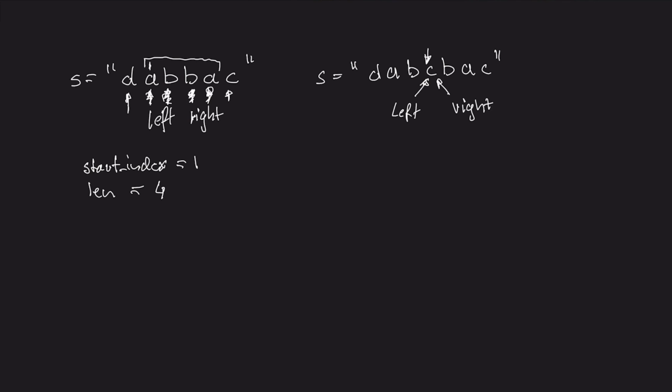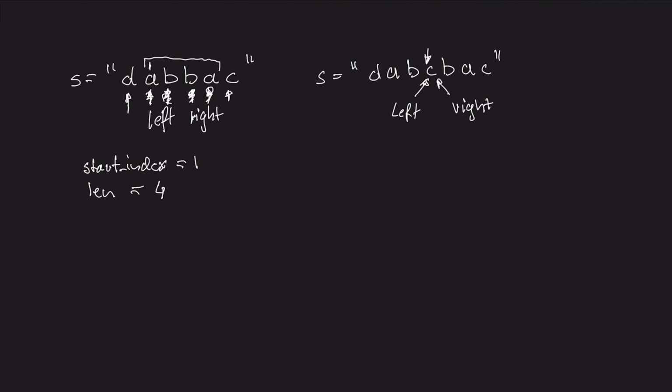So left and right point to letter C. And with this small change, the algorithm is the same. So we would have a loop, and inside the loop, we would be comparing whether the character pointed by the left and by the right are the same. In this case, both point to C, so they are the same. And if they are the same, we would move the pointers.